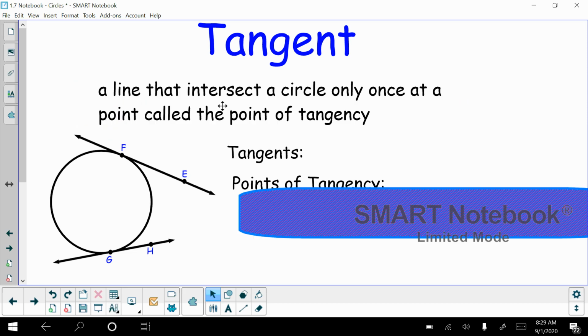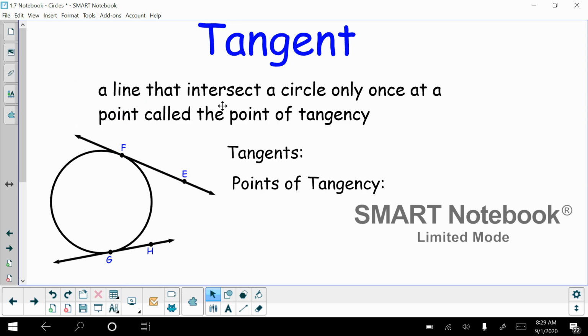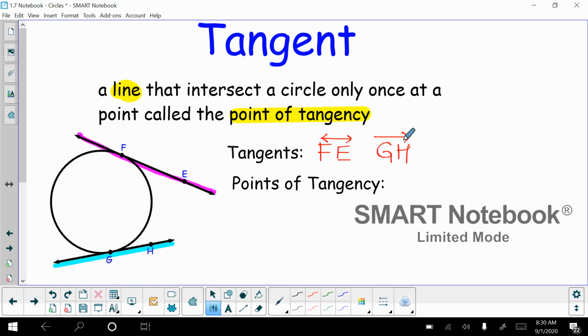Tangent. Tangent is going to be a line, okay? So I'm going to highlight line because you need to make sure you use the line symbol, okay? So it's a line that intersects a circle only once at a point called the point of tangency. So we have here a tangent, and then over here we have that one, that's a tangent. So how do you name it? You would say FE and GH. And notice I'm using the line symbols.